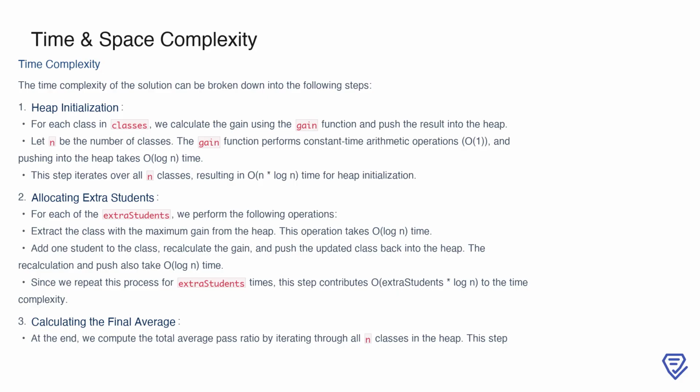n). Finally, at the end of the process, we calculate the total average pass ratio by iterating through all n classes in the heap, which takes O(n) time. These 3 steps form the basis of our time complexity analysis.